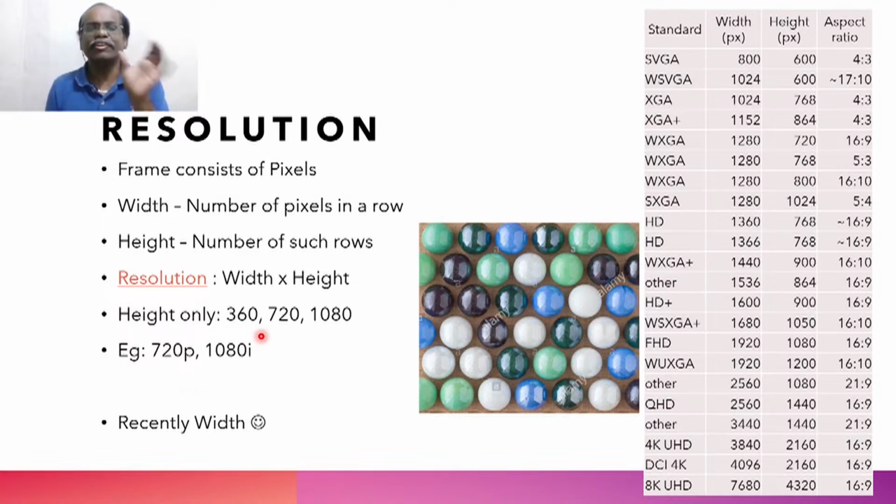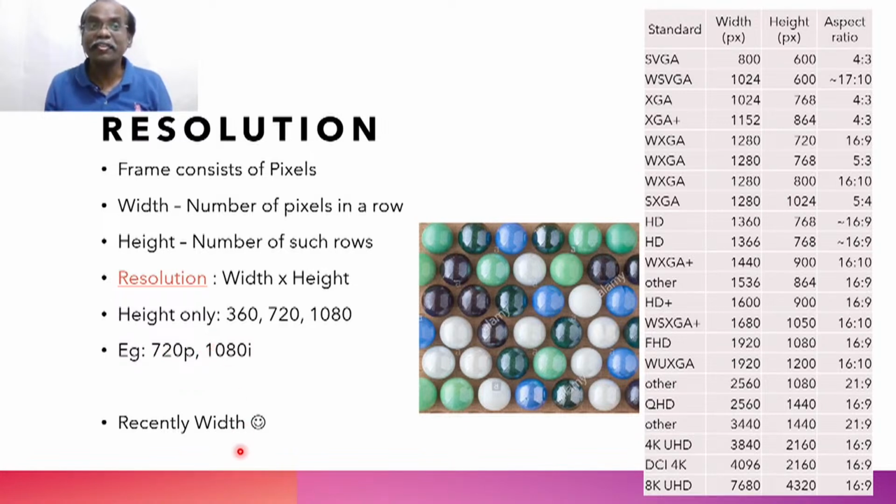So far, the video resolution has been represented by height only. For example, if you buy a TV, they will say 720p or 1080i. 720 means it supports 720 pixels in height, in the vertical direction. 1080 means it can show you 1080 pixels in the vertical direction. The horizontal direction may be around 1920, but height-wise it is 1080 only. That's the thing. But now the latest trend is different.